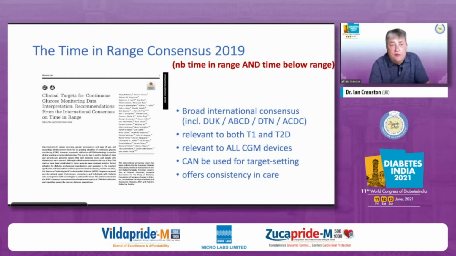And perhaps not surprising from that perspective, we've now got a widely endorsed international consensus statement around time in range for the last 18 months or so. And I think the key thing from a UK perspective is that it's now being endorsed by all the major professional groups and patient groups for diabetes care in the UK. And of course, that this consensus is relevant for both people with type 1 and type 2 diabetes, is relevant to all glucose collection devices. So it isn't about which device someone is using, it's about all devices.